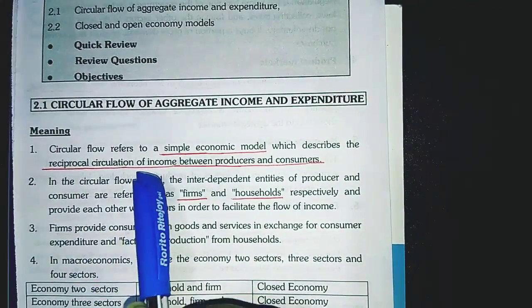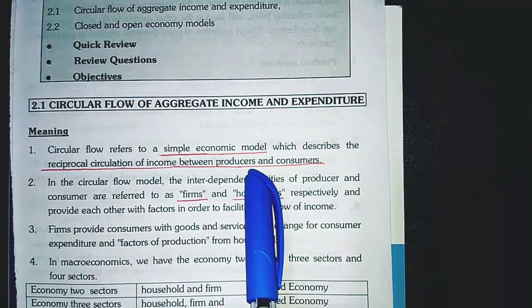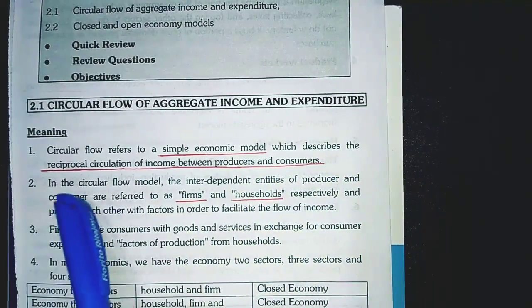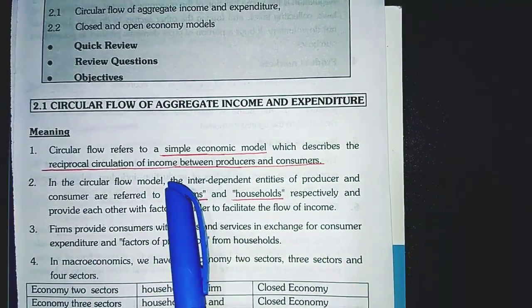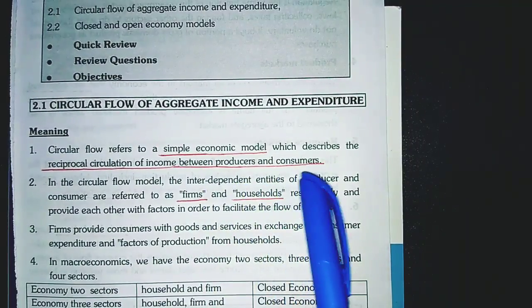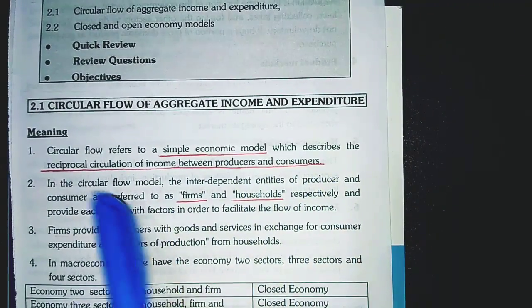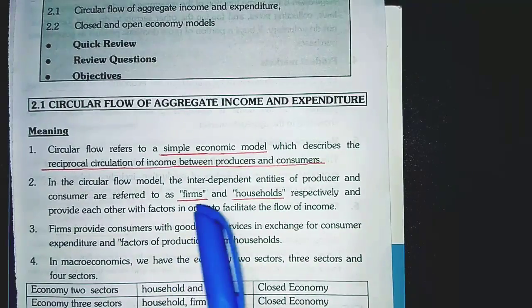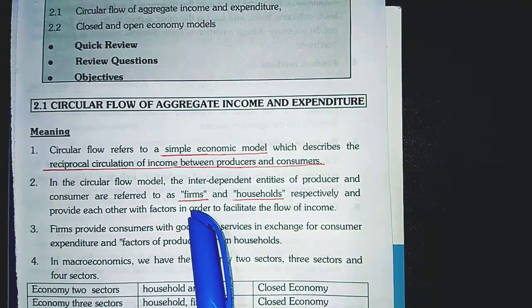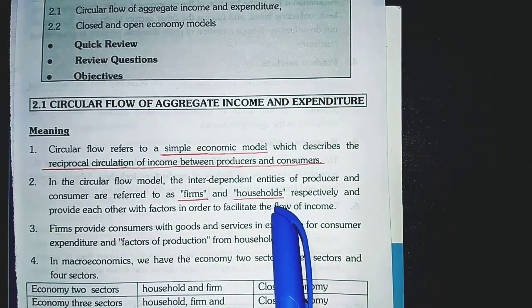A circular flow refers to the simple economic model which describes the reciprocal circulation of income between the producers and the consumers. In this circular flow, there are two entities, one is the firm and another is a household.